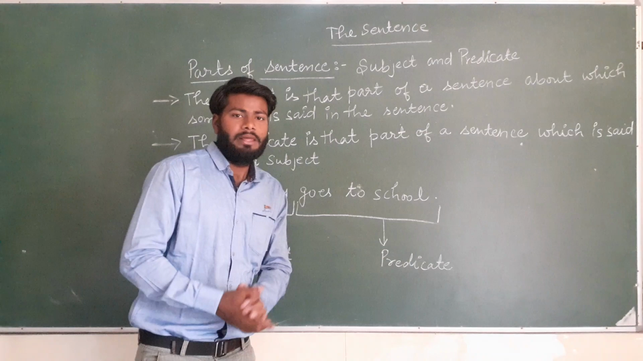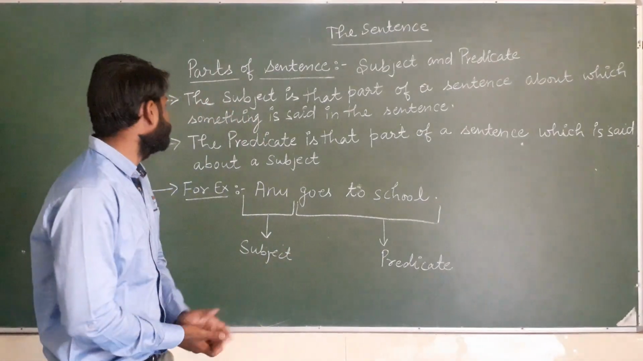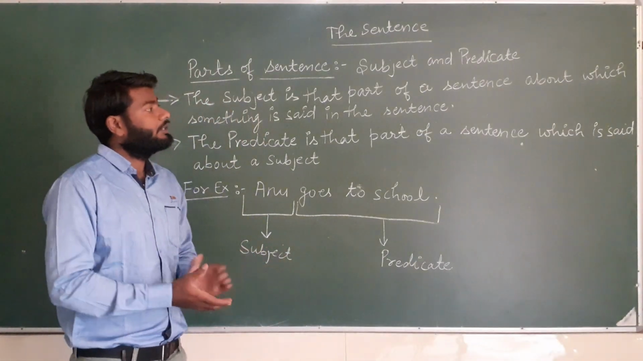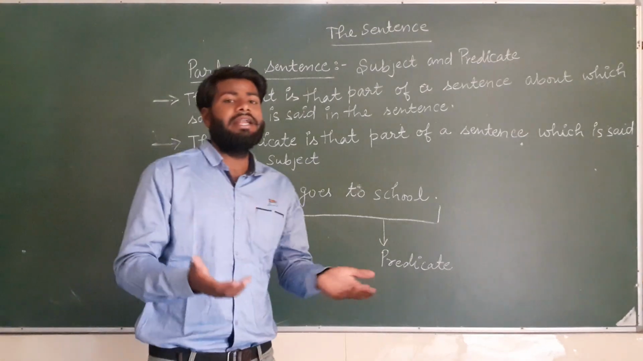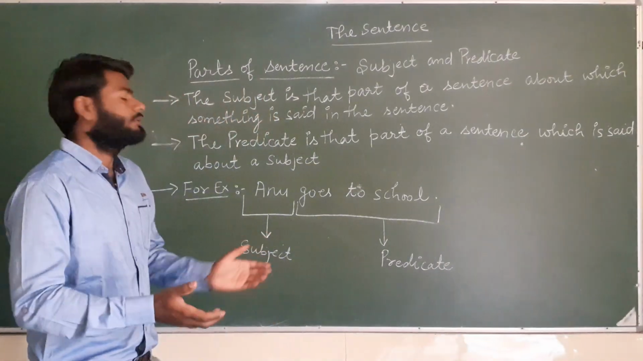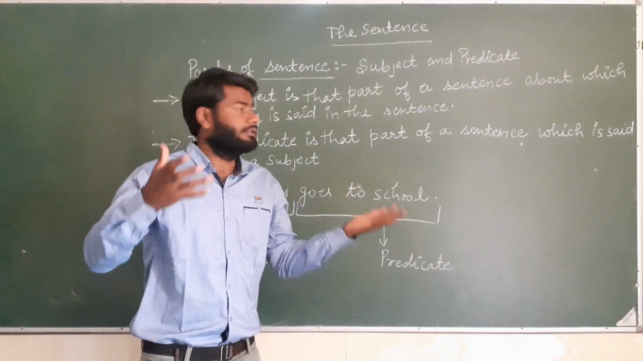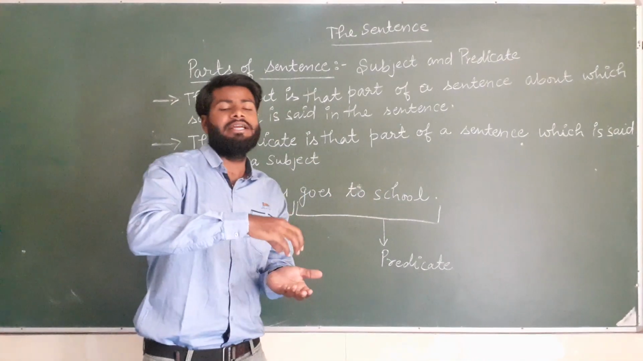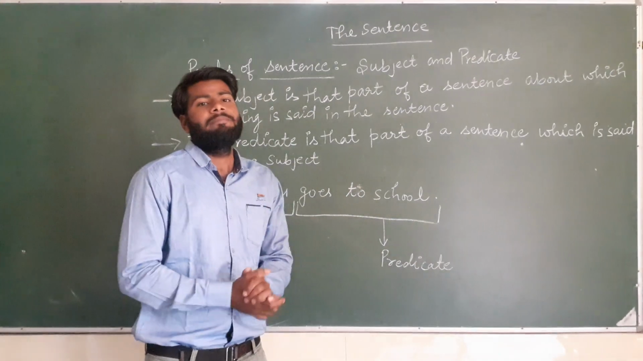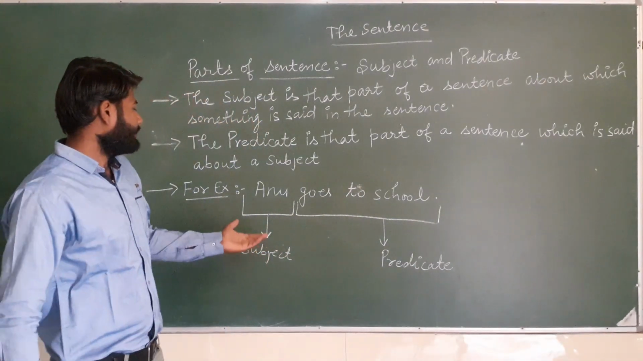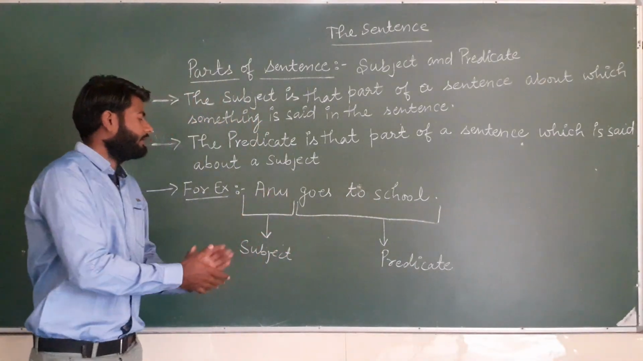The second part is the predicate. What is the predicate? The predicate is that part of the sentence which is said about the subject. About the subject, whatever description is in the sentence, that is called the predicate. We understand according to the example.